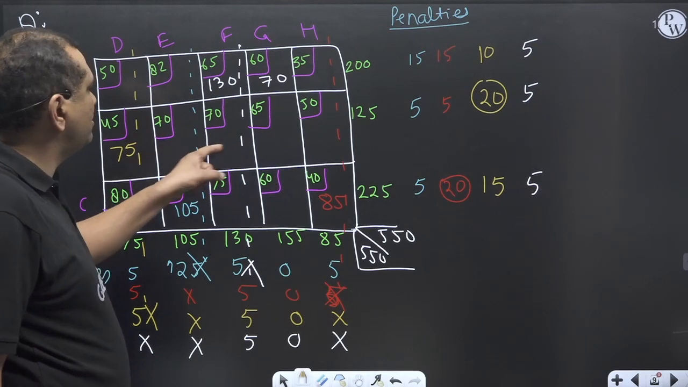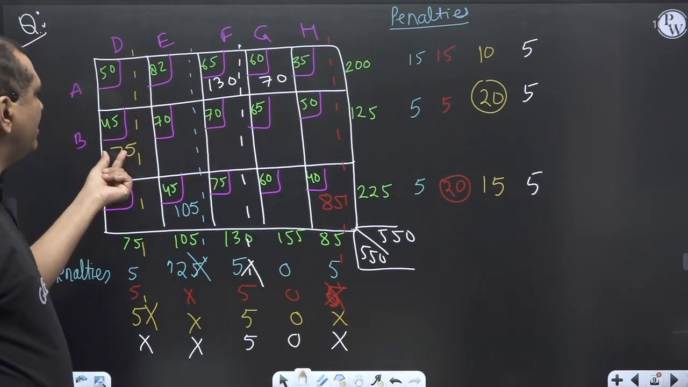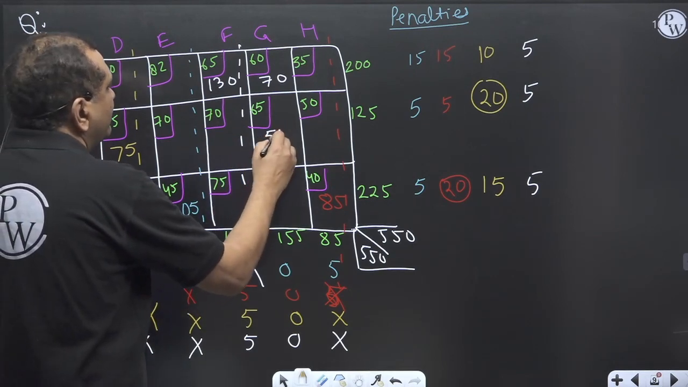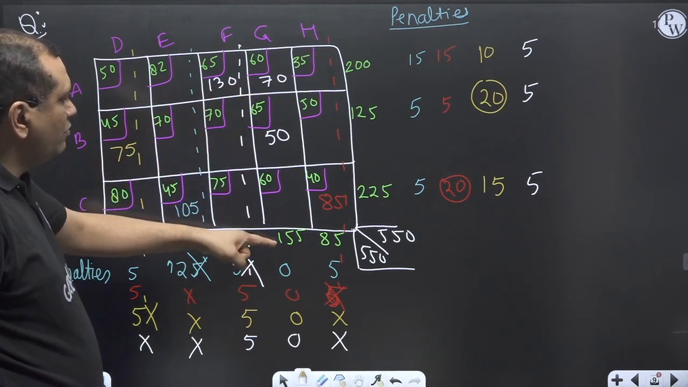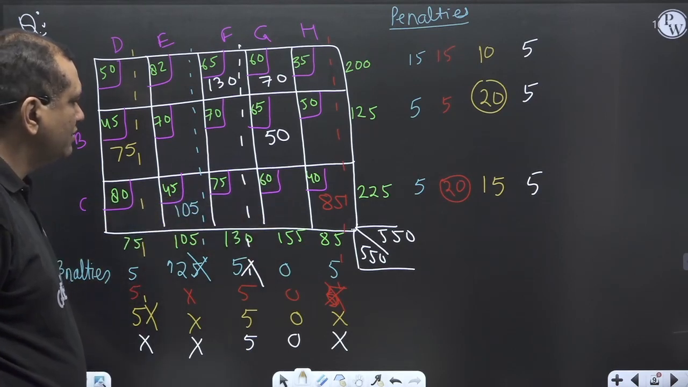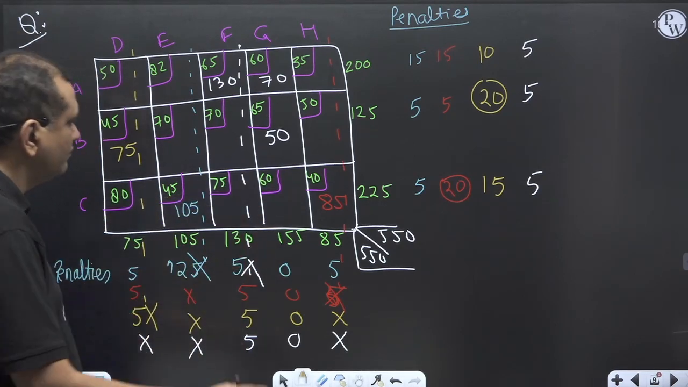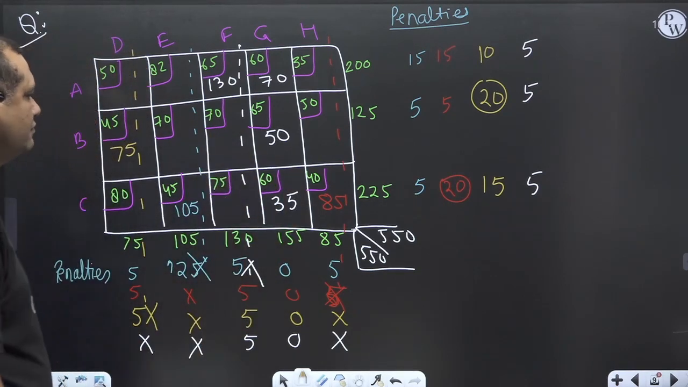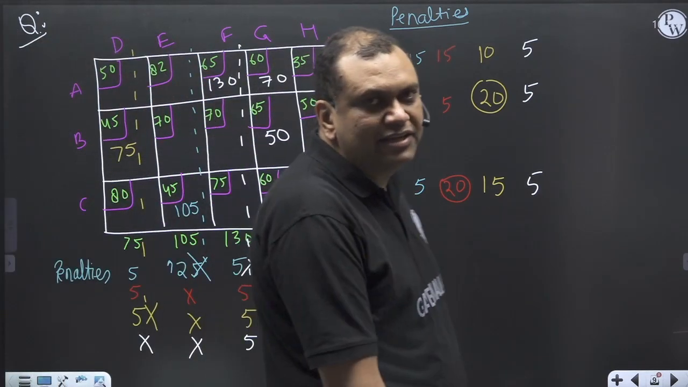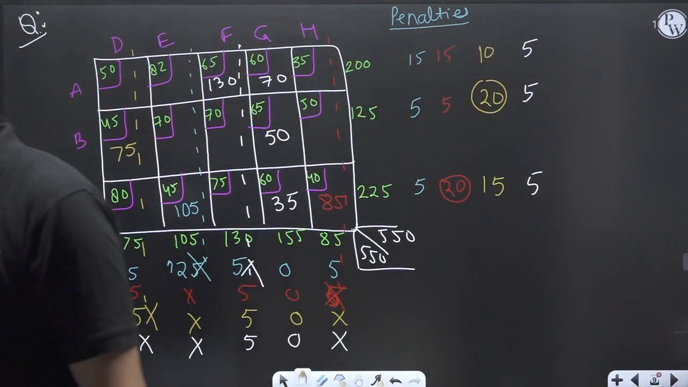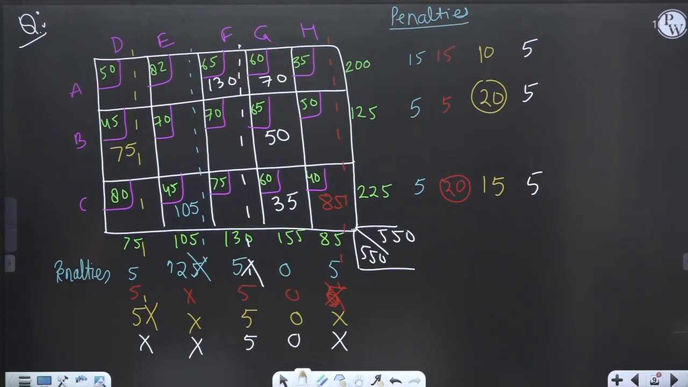Now in this row, out of 125, 75 allocated, remaining 50. So 50 allocate here. 70 plus 50, 120. 155 minus 120 comes out with 35, no? So this should also balance. Correct? So these are the allocations based on the initial basic feasible solution.